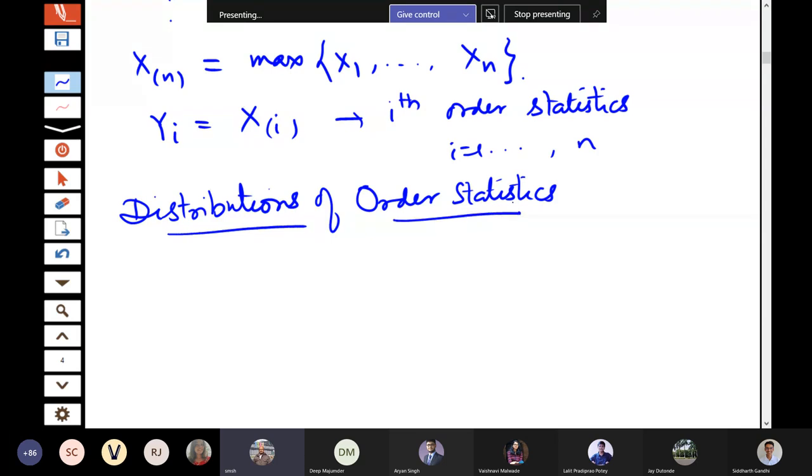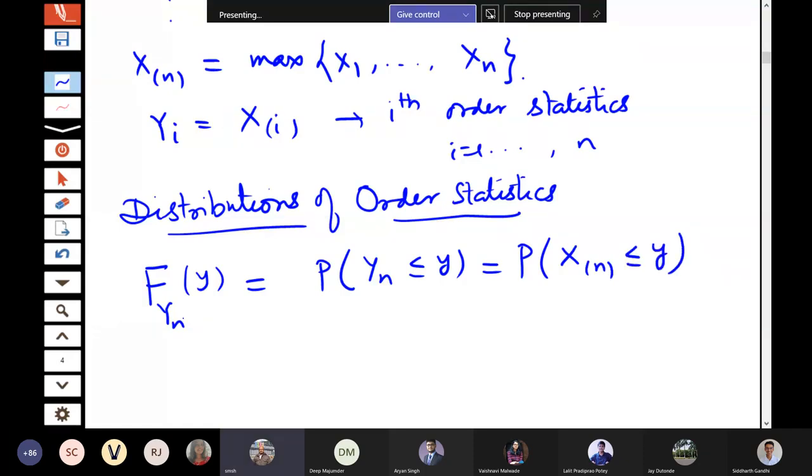So for example, let us look at the largest. That is the probability of Yn less than or equal to y. That is the probability of Xn less than or equal to y. That is the largest order statistic. So I am looking at the CDF here.